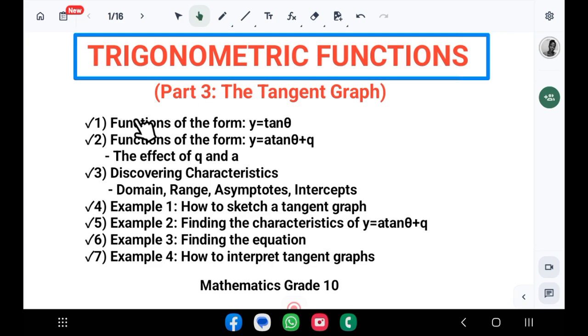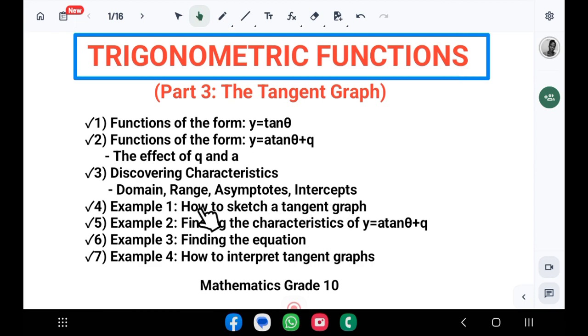In detail, we're going to look at number 1, functions of the form y equals tan theta, which is the most standard basic equation of a tangent graph you will ever plot. Number 2, we're going to look at functions of the form y equals a tan theta plus q. And we're going to look at the effect of q and a and how that affects how the graph is shifted across the axis. Number 3, we're going to look at characteristics: your domain, range, asymptotes, very important, intercepts, and so on and so forth.